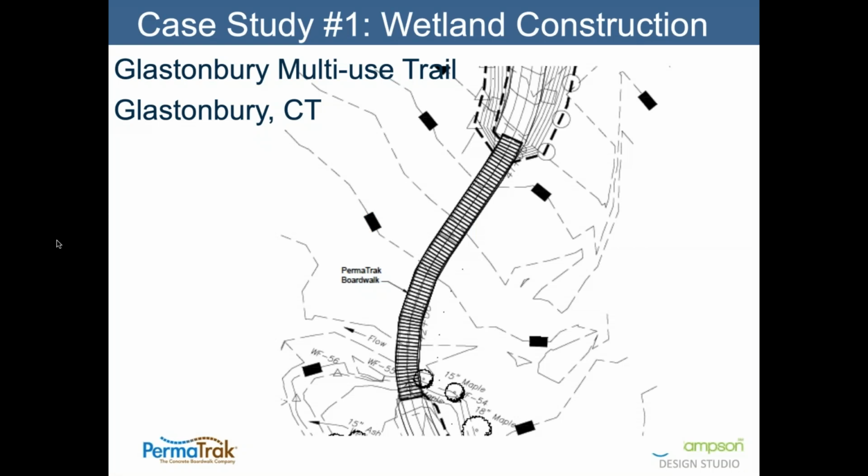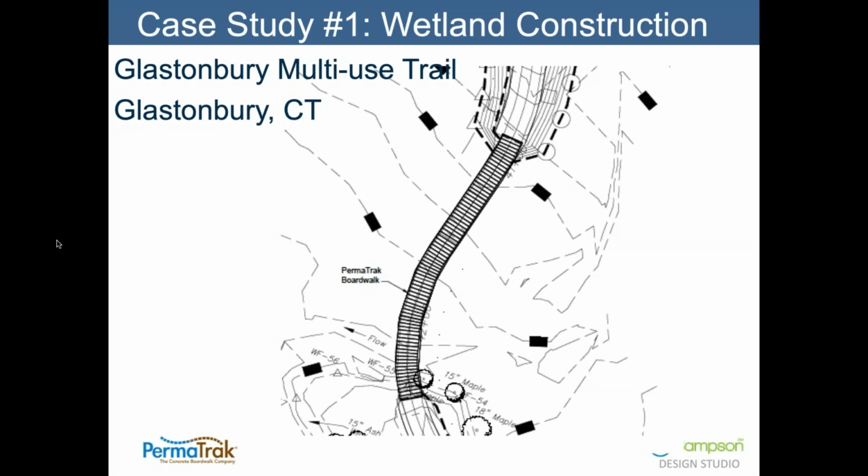So case study number one has to do with wetland construction, and I've mentioned to you, and Daniel has, the importance of minimizing the disturbance to the wetlands. And this is an example from the town of Glastonbury, Connecticut. This was a multi-use trail, and you're looking at the footprint of a boardwalk system that has a horizontal alignment to it, some horizontal curves to it, and it also had a vertical alignment to it.